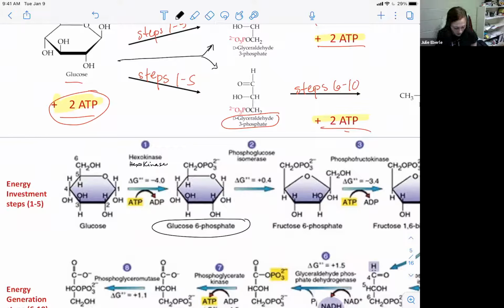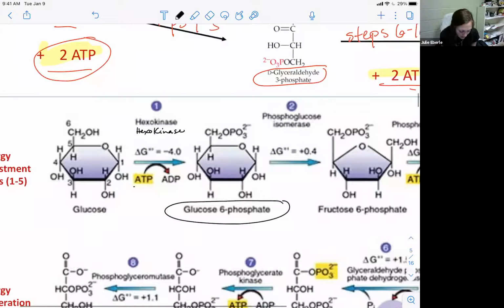So we're not committed just yet, but this does require an ATP. And what's happening is that we are phosphorylating this carbon 6 right here. And I'll highlight that this is the phosphate group now on carbon 6. Everything else is the same. Okay, nothing else changes structurally.